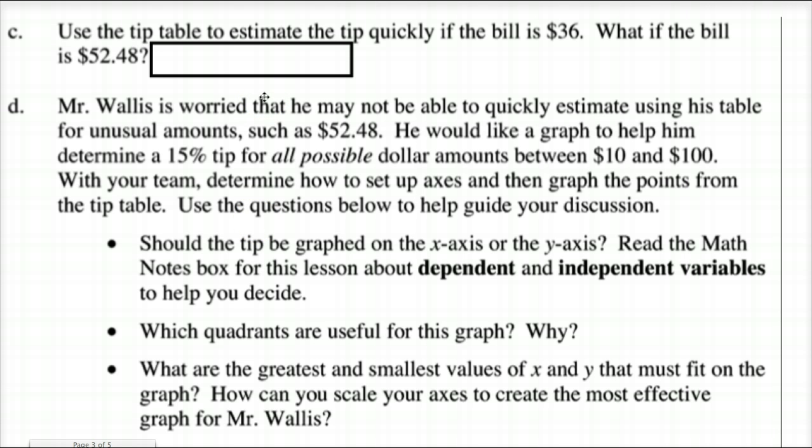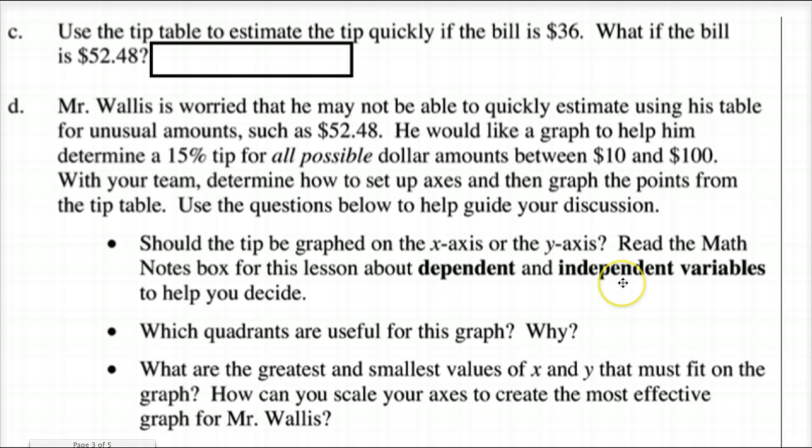That's probably how I would do it, and the reason for that is the tip depends on the dollar amount of the meal. Okay? So your independent variable, and they talk about this here, is the cost of the meal. Your tip depends on the cost of the meal, so your tip is going to be your dependent value. You can read about this in your math notes box, and I'd really appreciate it if you actually did read about this in your math notes box.